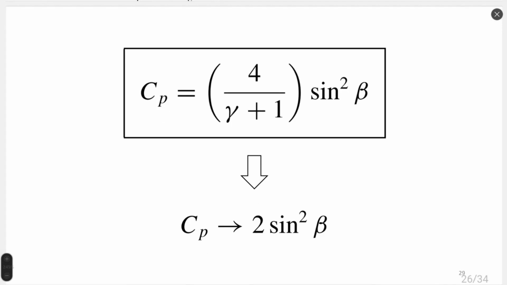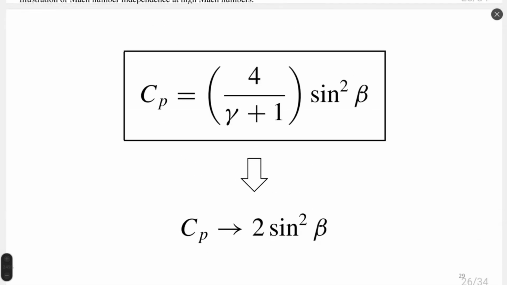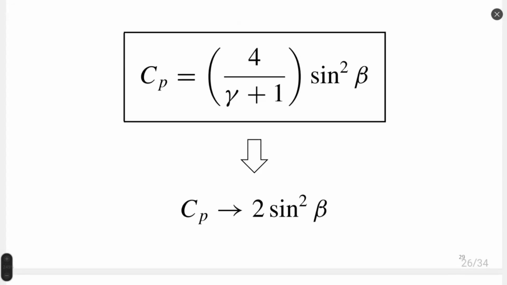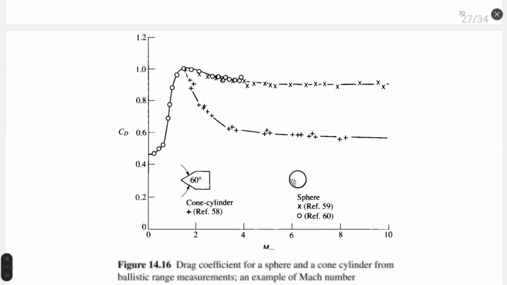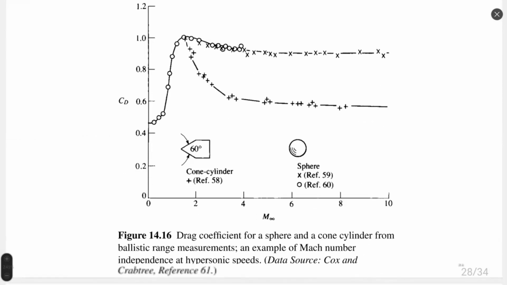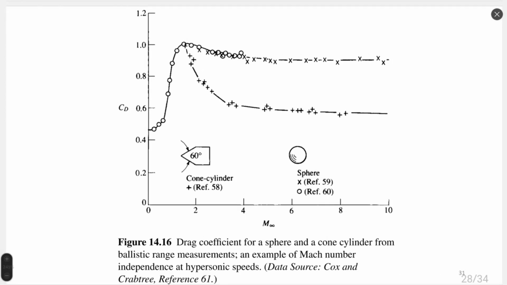Okay, then approximate calculation of pressure coefficient. This is some consequence for Newtonian theory. And one of the last questions is Mach number independence. What is Mach number independence?